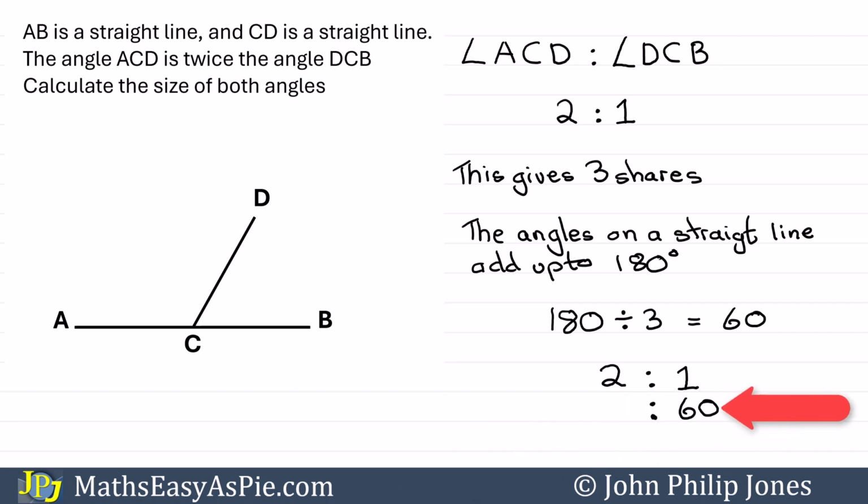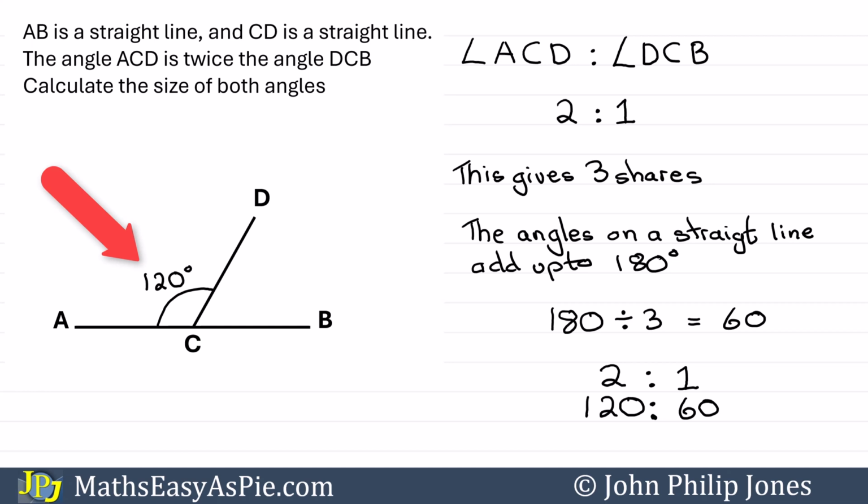We already know that the ratio is 2 to 1, so it means on this side we can put 60, which is one of the shares, and of course on this side it's 2 shares, so it's 2 times 60, which is 120. Consequently, we can see that this angle is 120 degrees and this one is 60 degrees.